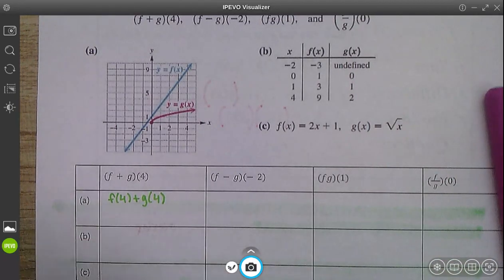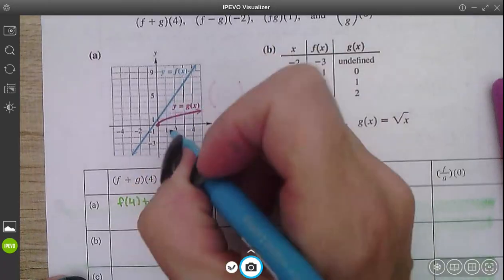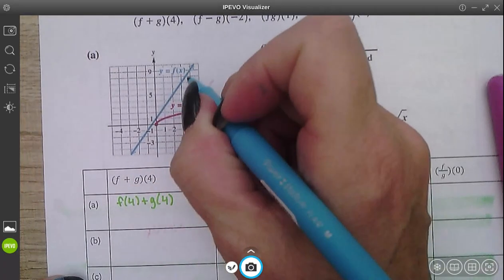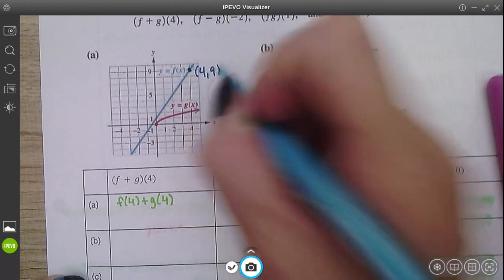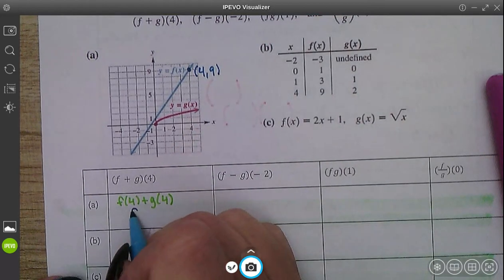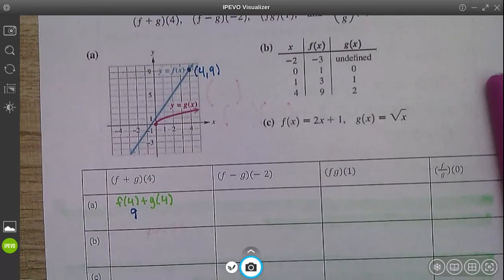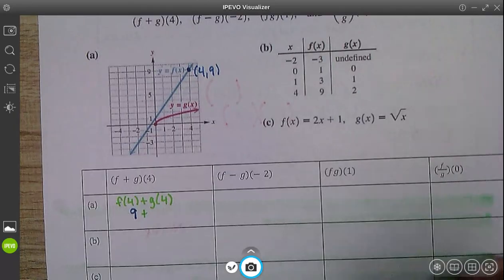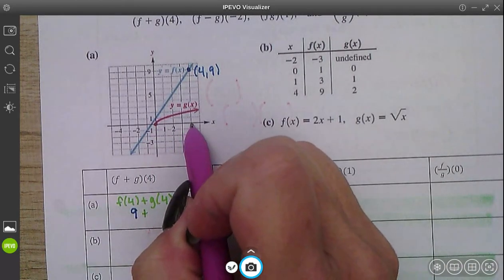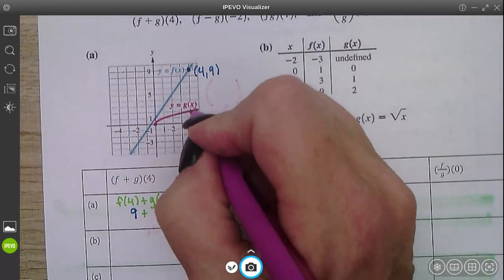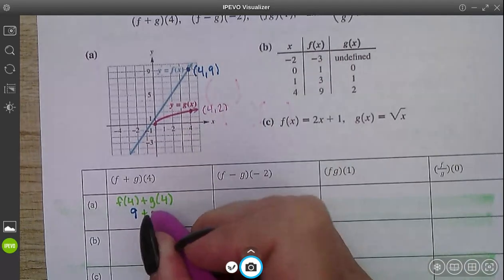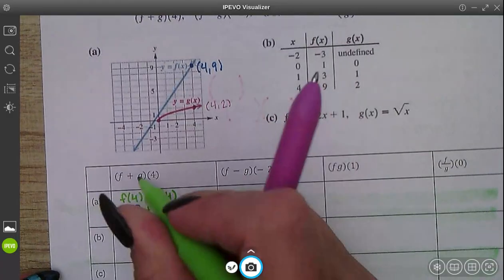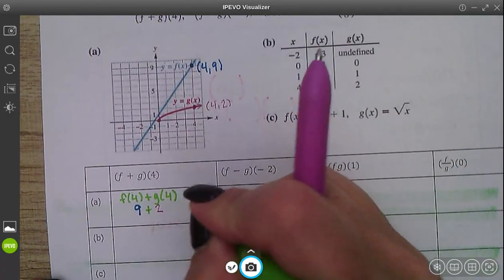F of 4, we're going to look on f of x, find where x is 4, and figure out that y value is right here. So this ordered pair 4, 9 tells me that f of 4 is 9. And I'm going to add to that g of 4. G of 4, I go over to 4 on x, and on g of x, that ordered pair is 4, 2, it looks like. So 9 plus 2. So f plus g of 4 would be 11.